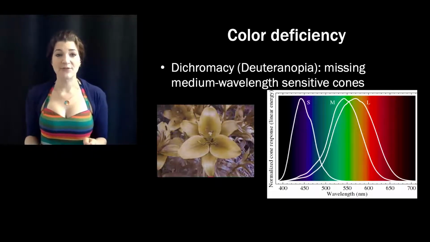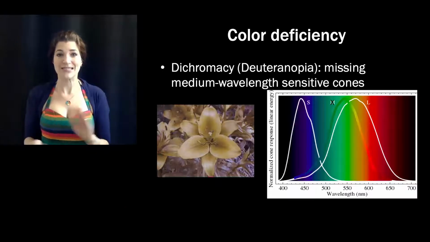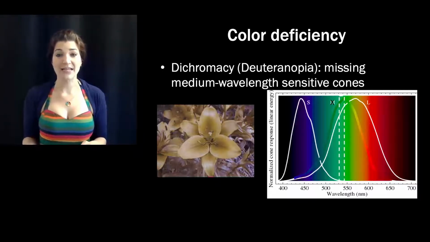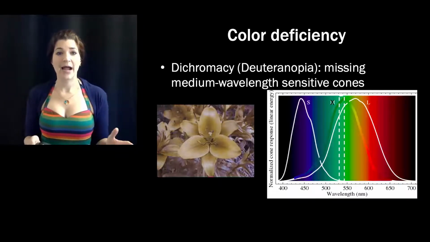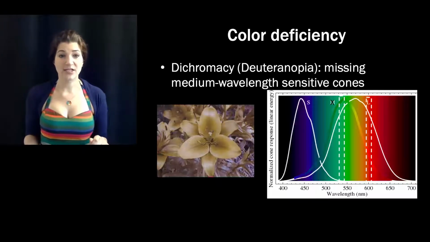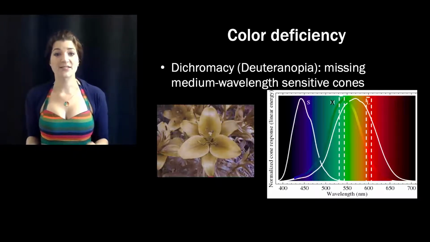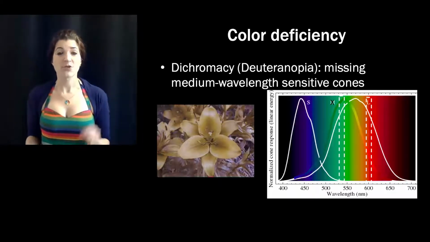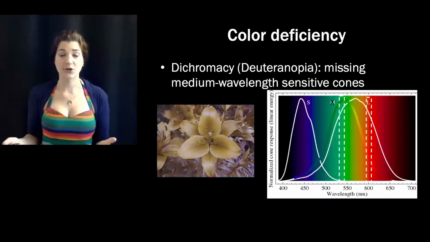So notice what happens if we remove the medium wavelength sensitive cones, if the person just didn't have those. Now, when 550 nanometer light is presented, that would be coded as no response from the short cones and a moderate change in response from the long cones. When 600 nanometer light is presented, that will also be coded as no response from the short cones and a moderately high response from the long cones. So if the brain is getting the exact same neural code for the two stimuli, it can't distinguish between them. So red and green look the same.